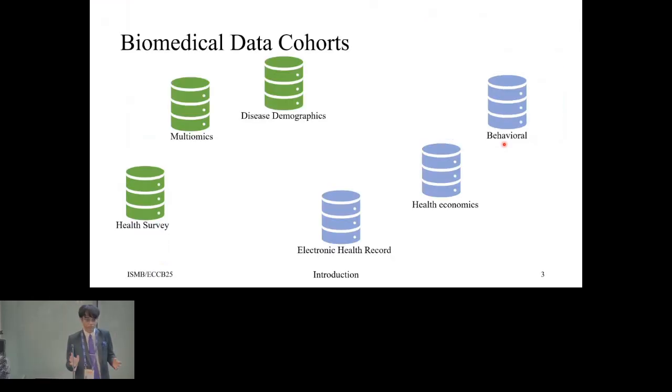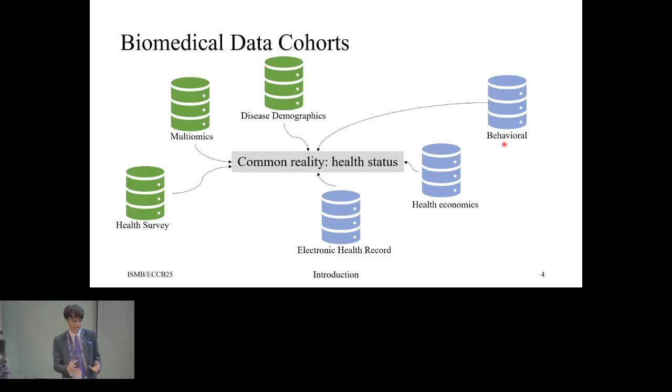Now, many of us here work with different kinds of data. We have seen many talks on multiomics, some on EHR, some on health survey data. Although there are different data cohorts, many times they are actually trying to measure the same underlying common reality, which sometimes can be the health status. Does this person have type 2 diabetes or not?